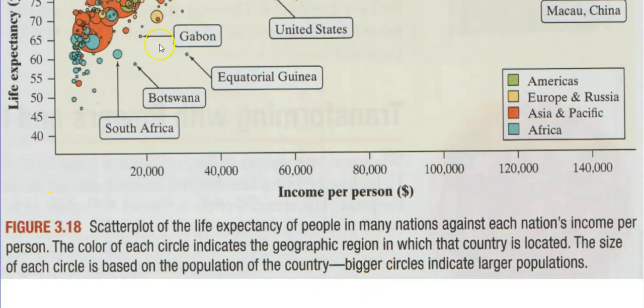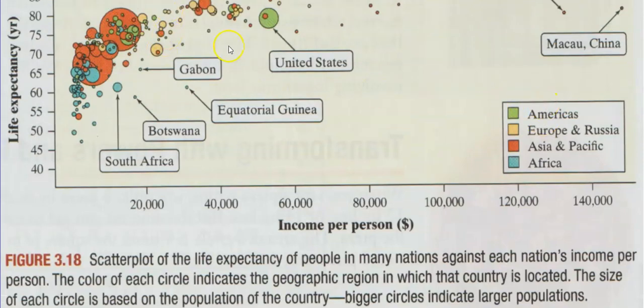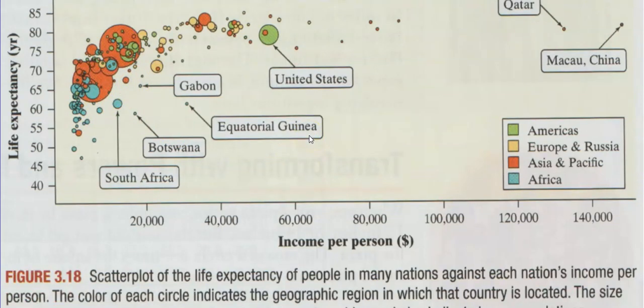So please notice, why are some of the dots different sizes? So always read what the scatter plot is showing us. This scatter plot shows the life expectancy of people in many nations against each nation's income per person. The color of each circle indicates the geographic region. I know it's hard to see in black and white, but these green ones are the Americas, the North American and South American continents. Yellow is European countries and Russia. Our reds are Asia and the Pacific, and then everybody in blue is Africa.